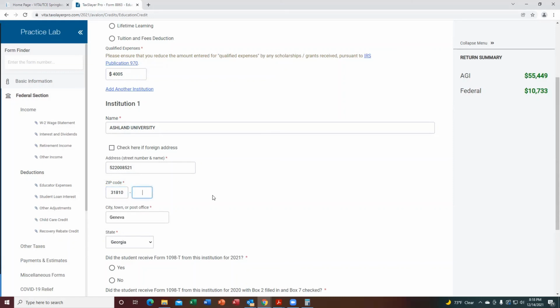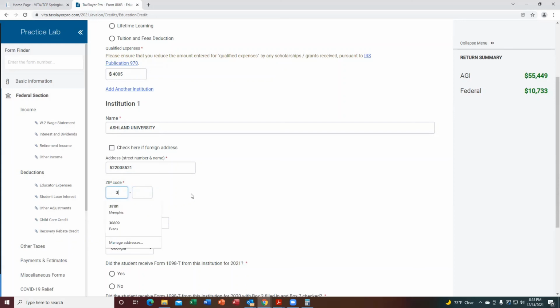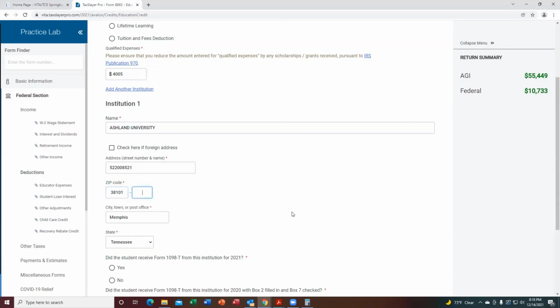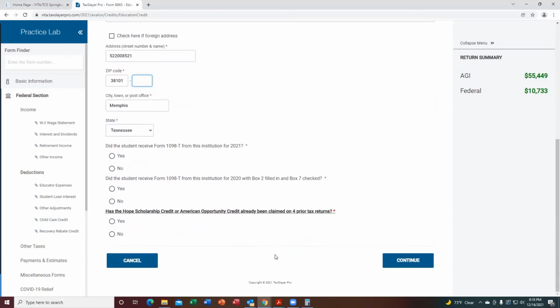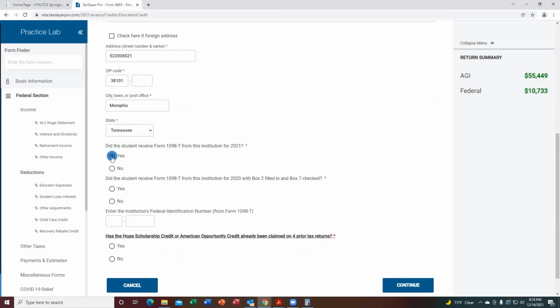They don't even produce it as an online source either. So that's where statements come in. They need to produce statements and basically figure out what they actually paid out of pocket. So here, did the student receive Form 1098-T? Yes. Did the student receive Form 1098-T from the institution? And so we're going to say no because we have no knowledge of that.